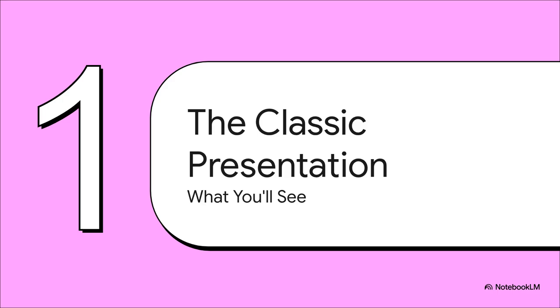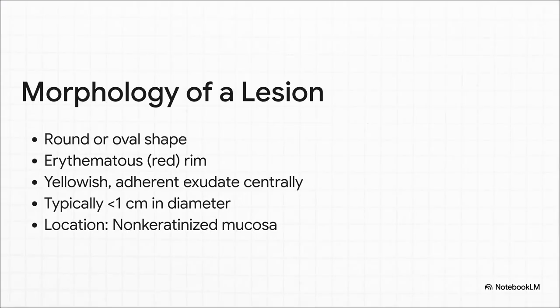Okay, section 1. The classic presentation. This is where it all starts, right? It's all about pattern recognition. So what are the key features you should be looking for? You know, it's the combination of all these little details that really nails the diagnosis. You're looking for a round or oval ulcer, usually smaller than a centimeter, with that classic bright red halo surrounding a yellowish center.